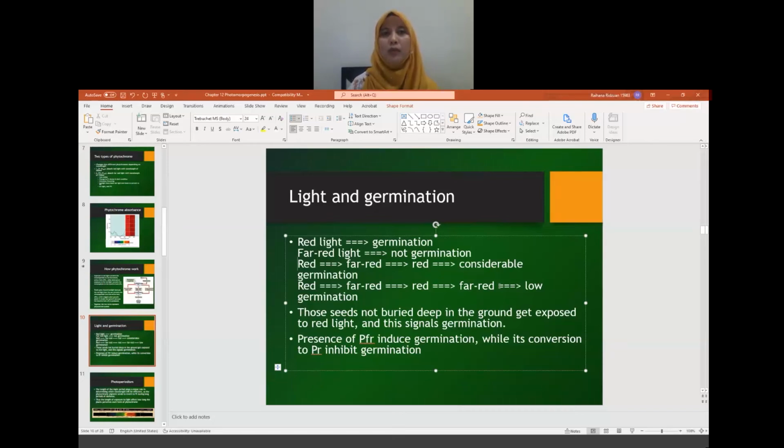With far red light, your germination tends to be low. This is what I teach my final year project students: don't put your seed too deep inside, maybe more than 5 centimeters down, because it will take time for your seedling to come up. Compared to that, if you plant your seed just at the top, maybe just 0.5 inches, some part of them still comes up. So hopefully they will germinate successfully.